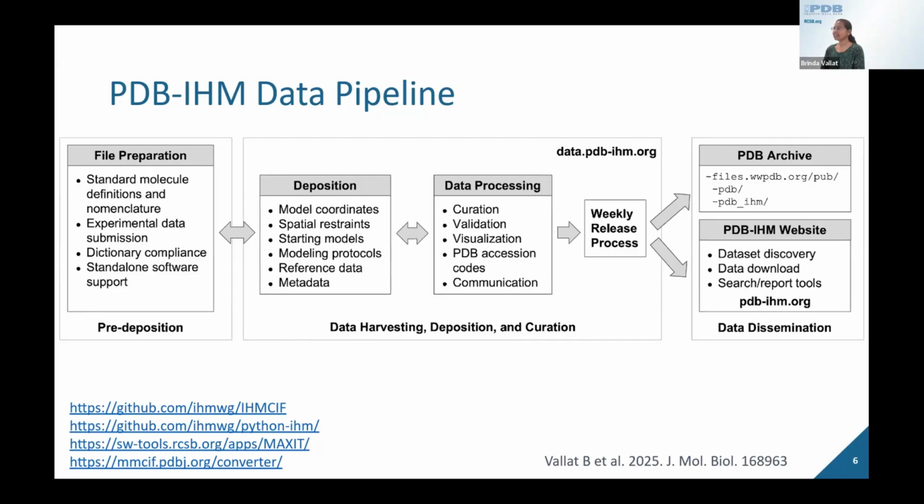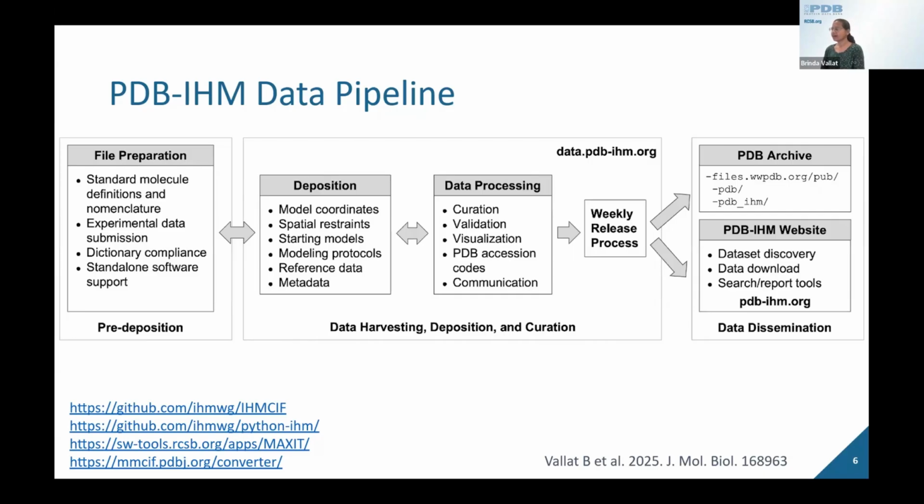And recently, last year, we started providing PDB accession codes. PDB-IHM is now part of the PDB archive. So you get PDB accession codes once the curation process is completed. And a big part of our curation process is communicating with the depositor. That's why you see these double-sided arrows: if there are any errors, we go back, fix it, come back. It's an interactive process.